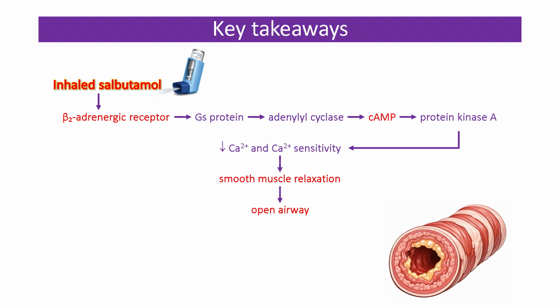It is important to note that salbutamol does not treat the underlying inflammation in asthma. It does not immediately remove mucus or reverse airway wall thickening. Its primary action is relaxing smooth muscle to relieve symptoms.